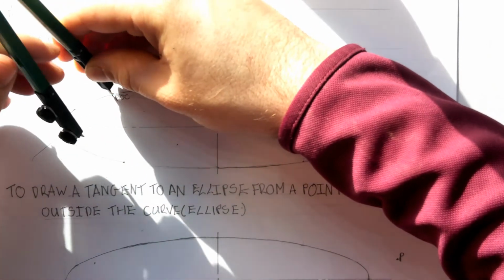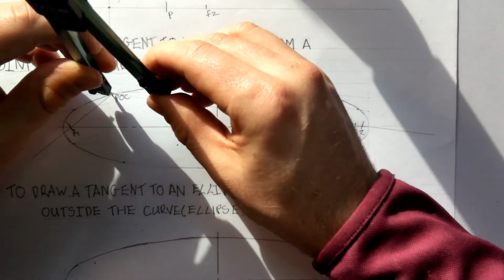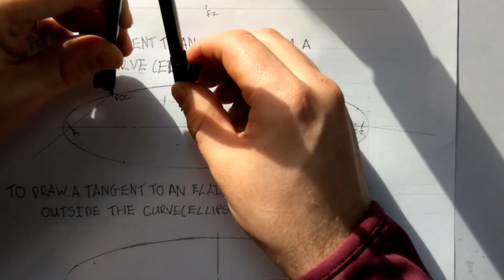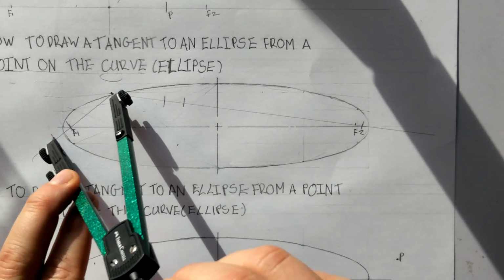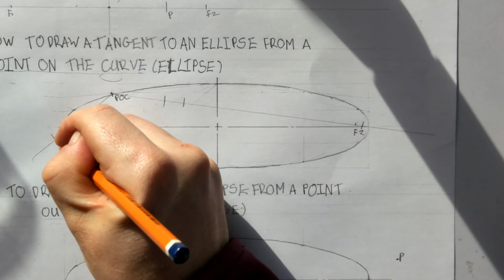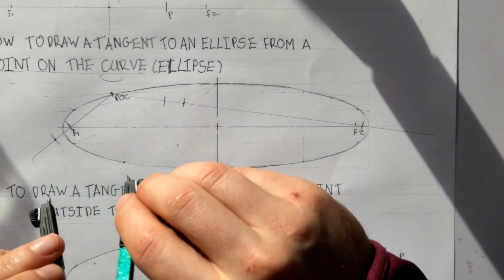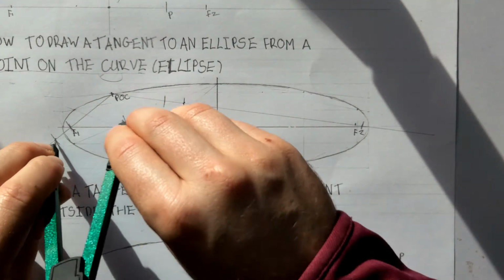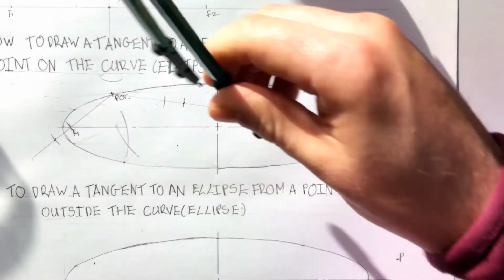Okay, I'm just swinging an arc there. It doesn't have to touch on the focal, so I might make it bigger just to make it easier to understand. So swing an arc there, and there. And now from those arcs you're going to swing again. The radius of the compass hasn't changed, right?